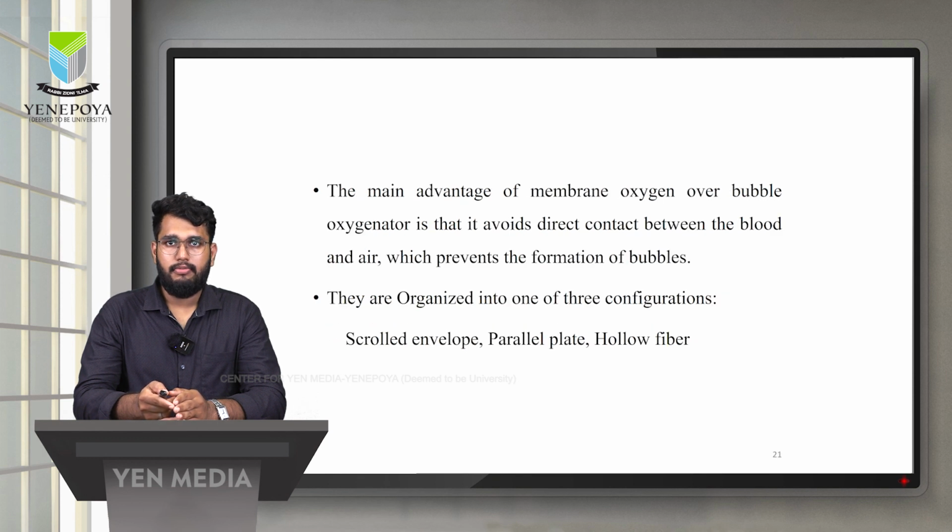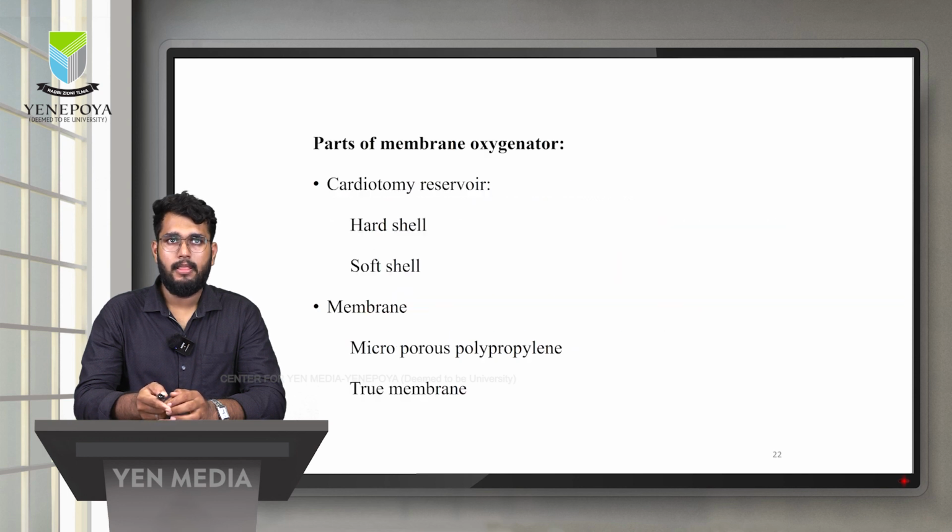The main advantage of the membrane oxygenator over the bubble oxygenator is that it avoids direct contact between the blood and air, which prevents the formation of bubbles. They are organized into three configurations based on the arrangement of the fibers. The first one is scrolled envelope, the second one is parallel plate, and the third one is hollow fibers.